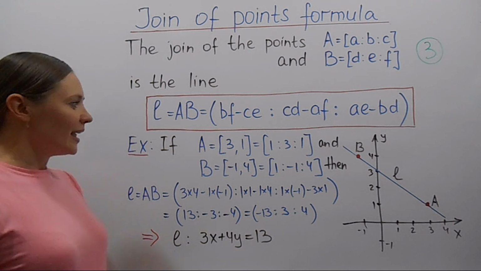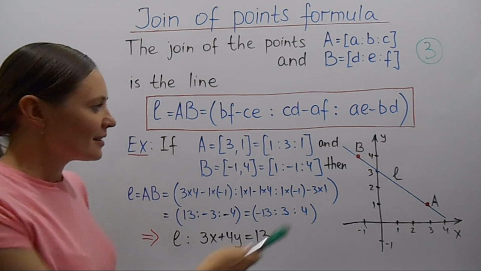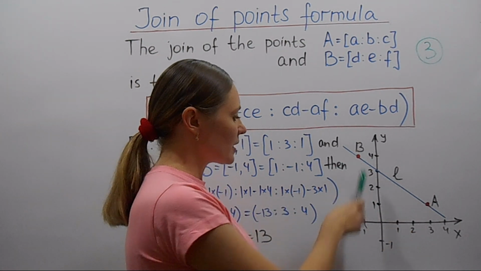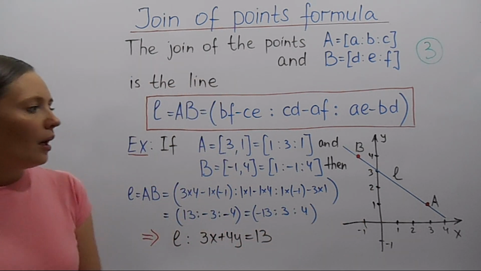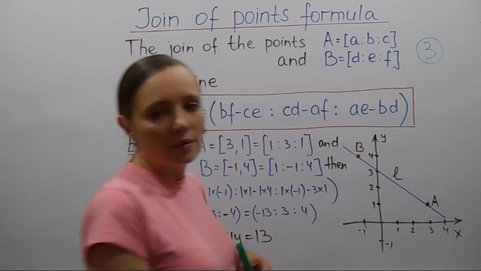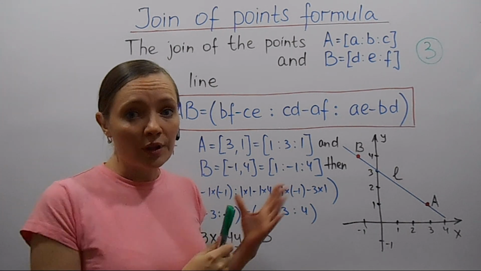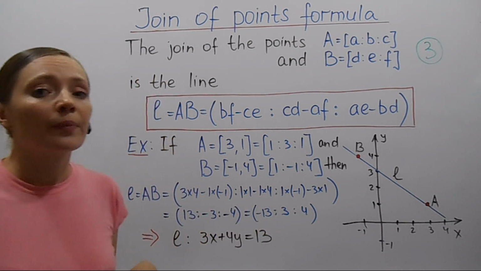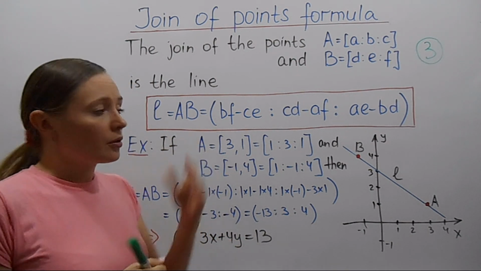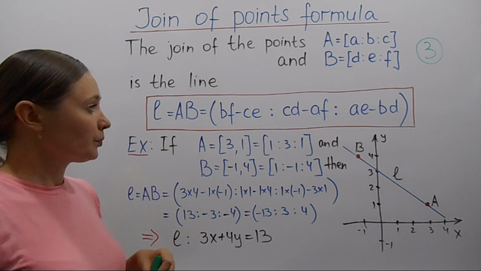So for example, if A is the point (3, 1) and B is the point (-1, 4), here's the diagram. There's a point A, (3, 1), and a point B, which is (-1, 4). Then we might want to find the equation of the line L that passes through these 2 points. In high school, you may have learned that in order to solve this, you need to solve some system of two linear equations. This is the alternate and very powerful way of solving this important problem.